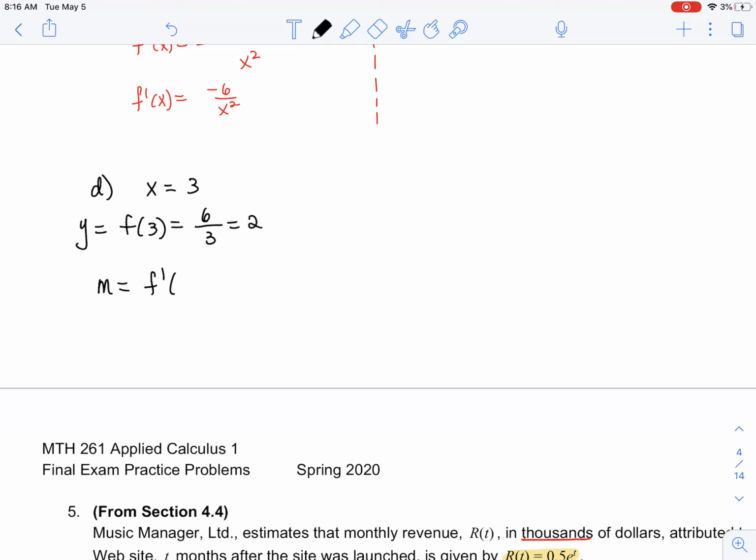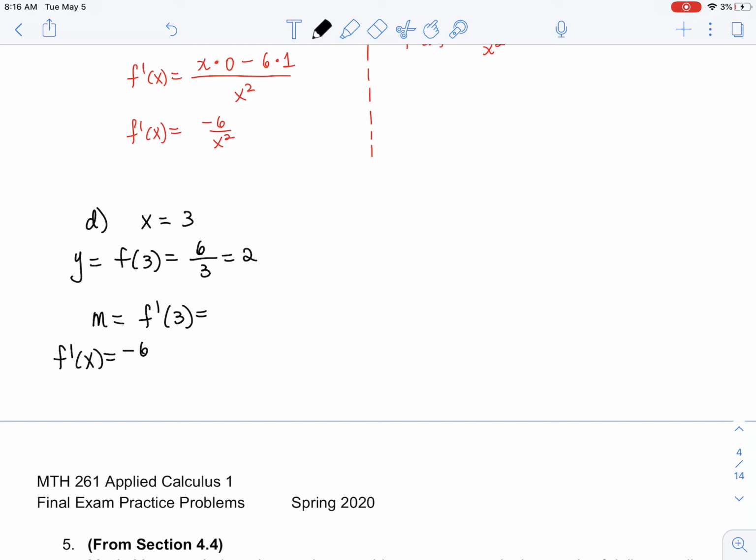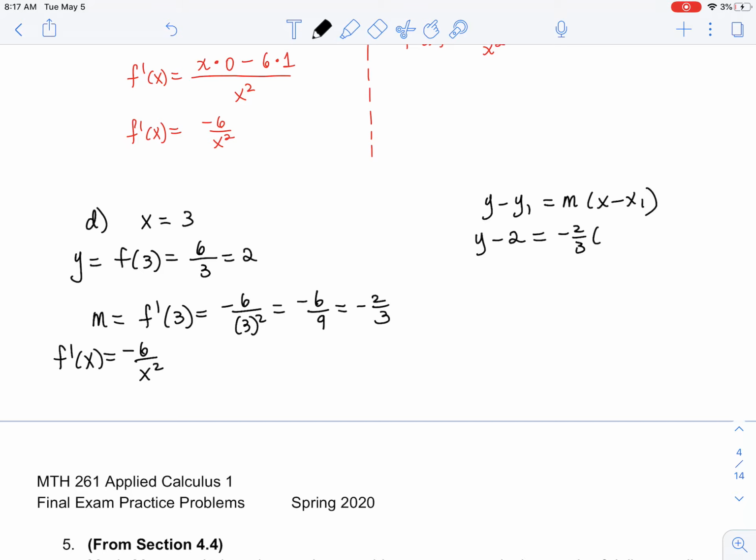The slope is going to be the value that we get when we plug in x equals 3 into the derivative function. And the derivative function was what? F prime of x was... I forgot. Oh, it's right there. Negative 6 divided by x squared. So, negative 6 divided by 3 squared. That gives me negative 6 divided by 9, negative 2/3. So, let's do y minus y1 equals m times x minus x1, point slope form, so y minus 2 equals negative 2/3 times x minus 3.